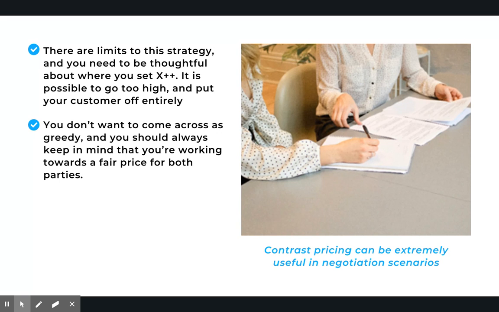It is possible to go too high and put your customers off entirely. You don't want to come across as greedy, and you should always keep in mind that you're working towards a fair price for both parties.